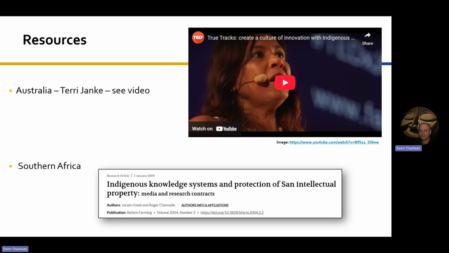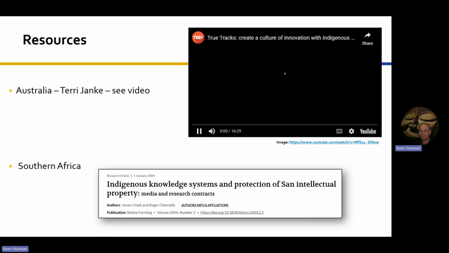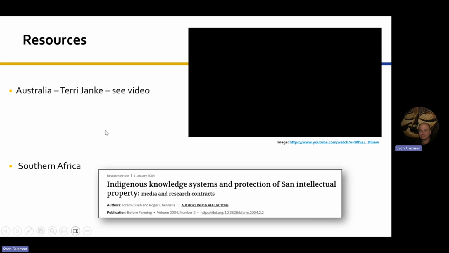And also the screen snip there, Yoram Usip and Roger Chennells. Yoram from Namibia, and Roger, intellectual property lawyer, and I think he's a High Court judge now, something like that. But in 2004, they wrote this article about media and research contracts for the protection of San intellectual property. It didn't get a whole lot of traction. It was sort of, I think, selectively ignored. But it could be something that could be looked at more seriously again if we are wanting to be serious about decolonizing the way in which we work, maybe cosmopolitanizing it and finding a third way in which to go forward.